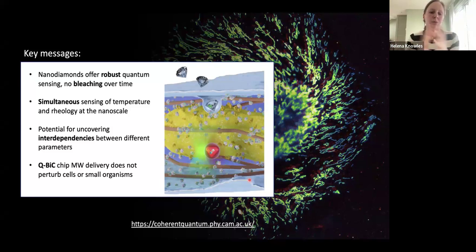And finally, our cubic chip delivers microwaves in a way that doesn't perturb cells or organisms, and is a very versatile tool for these kinds of experiments. And with that, I want to thank you all for your attention, and happy to take any questions.